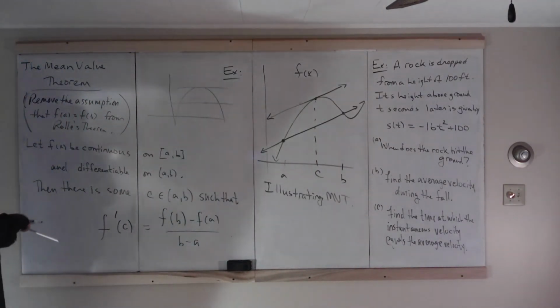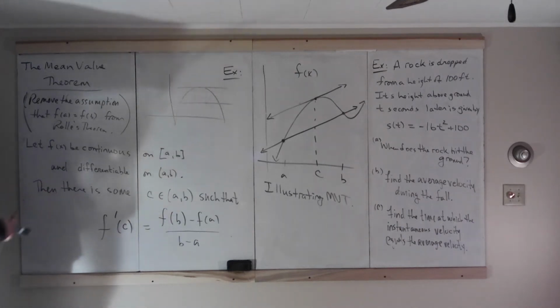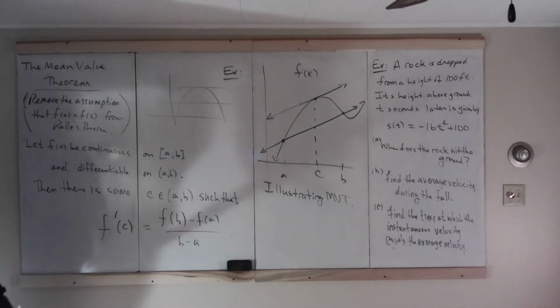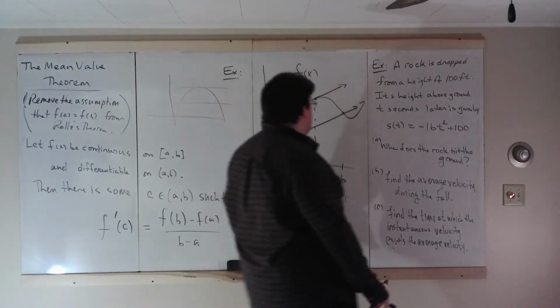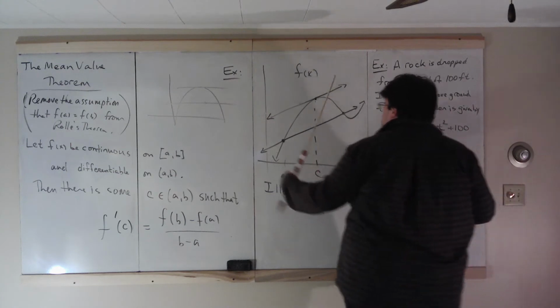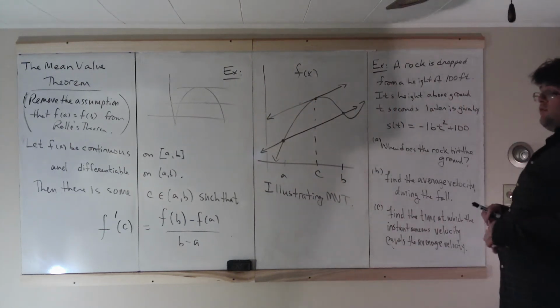So the mean value theorem says let f be continuous and differentiable, then there is some c inside a to b such that the derivative at c equals f of b minus f of a all over b minus a. And that could be rephrased using parallel lines on a graph like this.